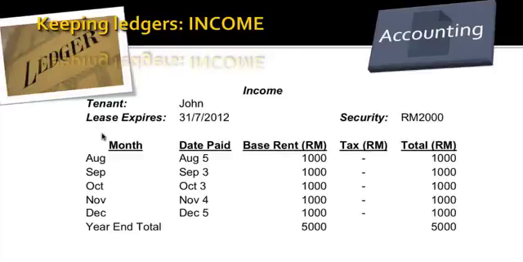This illustrates a simple income ledger form for the tenant. This simple page not only tells you everything you need to know about the status of his lease, but also shows a record of rent payments. The ledger will be closed out at the end of each calendar year, so each page should end on December 31st, unless you purchase the property as a company and your company has a year ending other than December 31st.